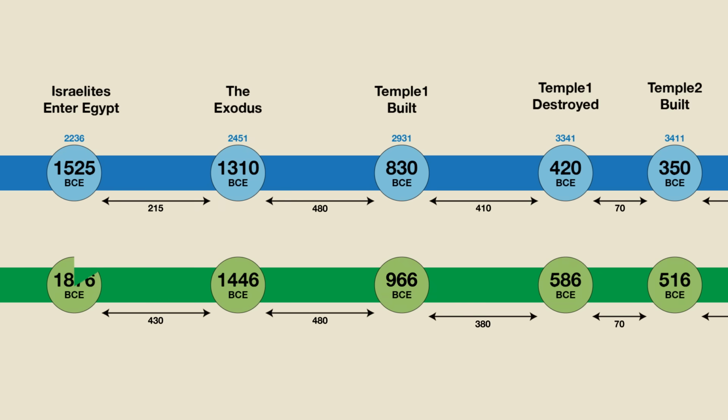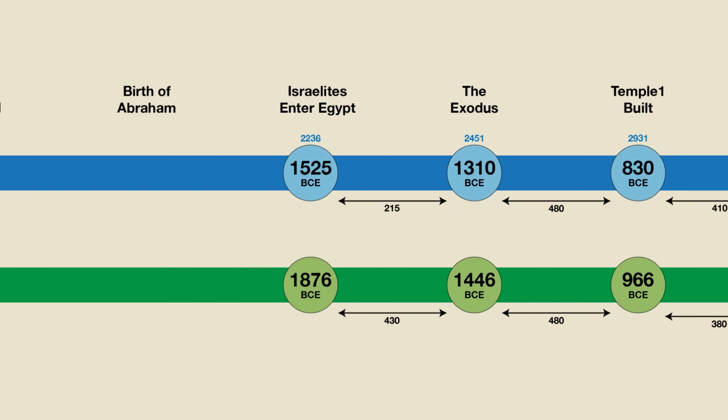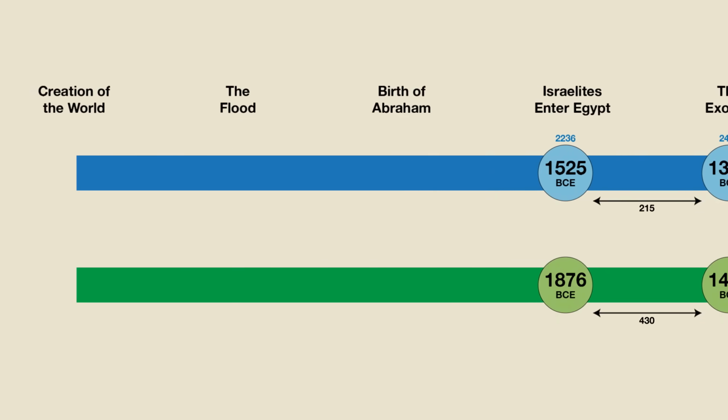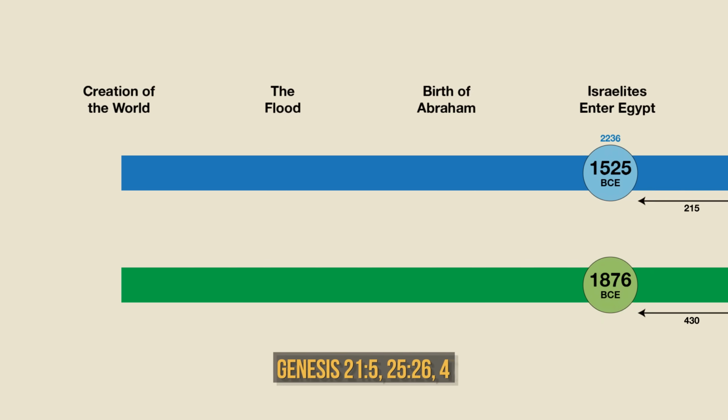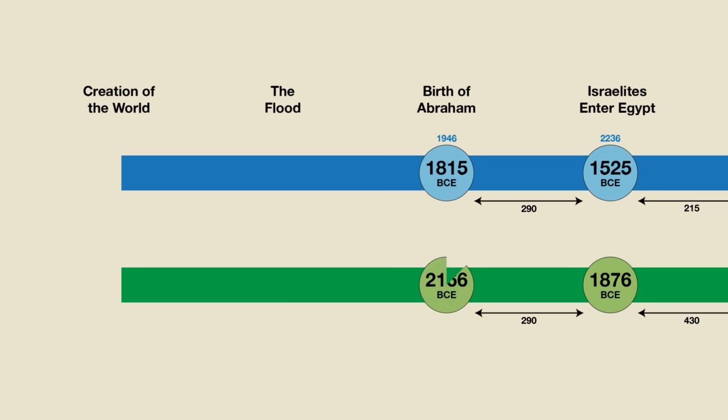Let's now calculate the date of the flood, using the birth year of Abraham as a stepping stone. From various scriptures, we know that Abraham was 100 when he had Isaac, that Isaac was 60 when he had Jacob, and that Jacob was 130 when he moved to Egypt, a total of 290 years. This gives us dates of 1850 and 2166 BCE for Abraham's birth.